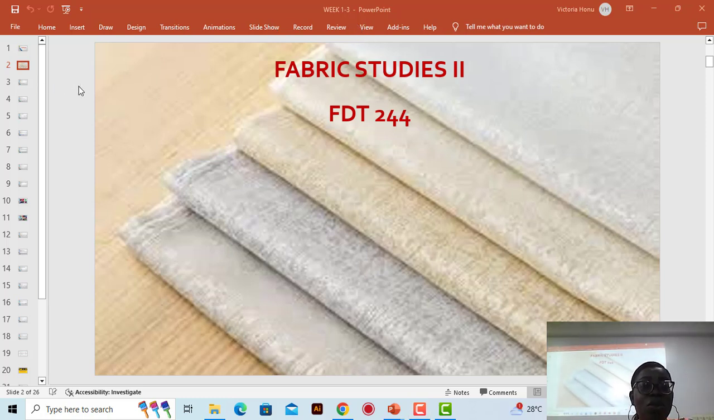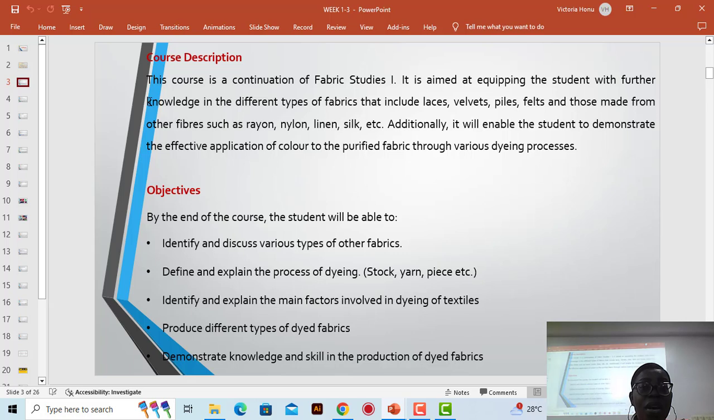All right. So that is about the geotextile part, just something short. Now, for this course, we are mainly going to do dyeing for this fabric studies. We are going to learn about different types of fabric, like you mentioned.